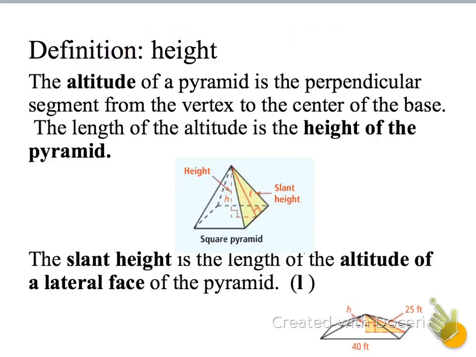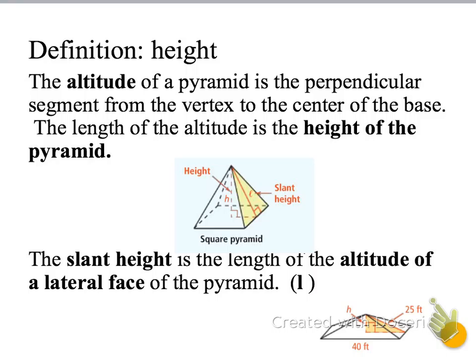The height, the altitude of a pyramid, is the perpendicular segment from the vertex to the center of the base. Okay, we talked about altitude way back at the beginning of the semester. It's always going to be that one that creates a perpendicular line from the vertex to the center of the base. The length of the altitude is the height of the pyramid.